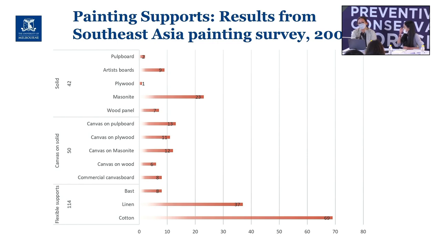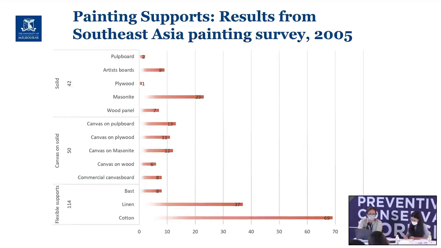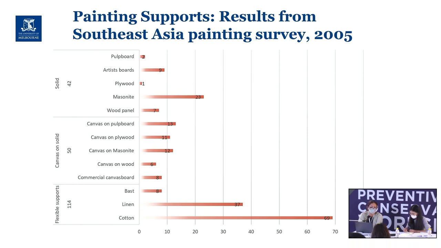And here's just a bit of a summary of results from looking at Southeast Asian paintings in 2005, and just trying to divide them up to see what are the most common types of materials. Once you know the materials, you can start comparing that to types of damage. So what we found here was that it is mainly cotton canvases which are used more frequently than, say, a linen canvas, which is half the amount.